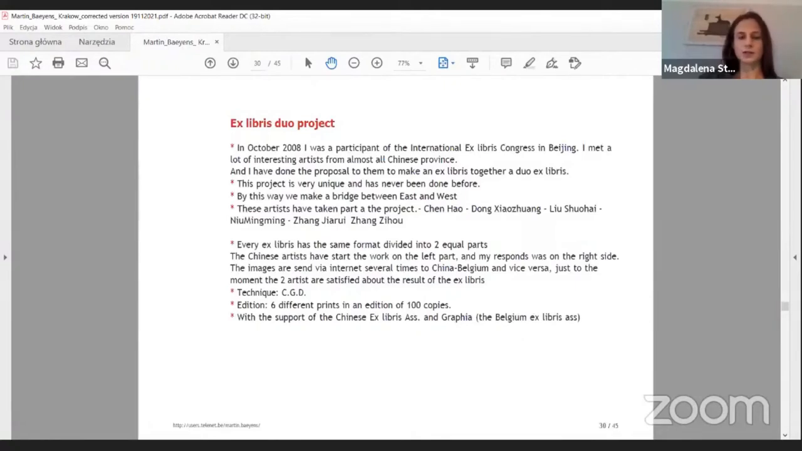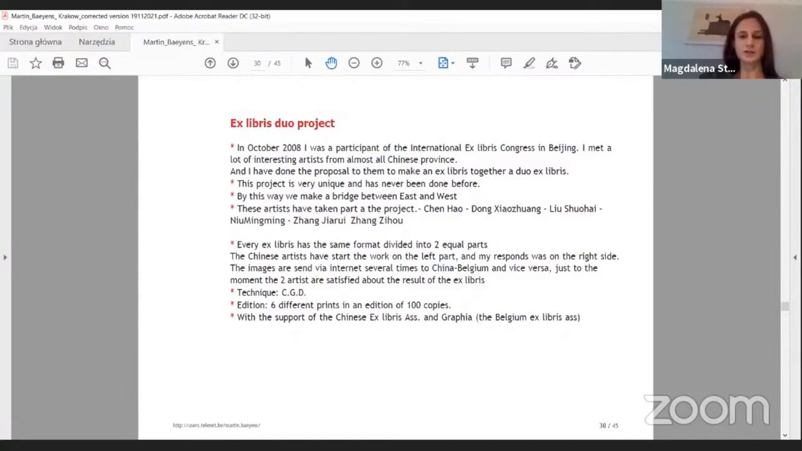Ekslibris Duo project. In October 2008, I was a participant of the International Ekslibris Congress in Beijing. I met a lot of interesting artists from almost all Chinese provinces, and I made the proposal to them to make an Ekslibris together, a duo Ekslibris. This project is very unique and has never been done before. In this way, we make a bridge between East and West.